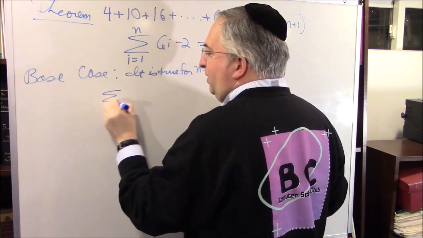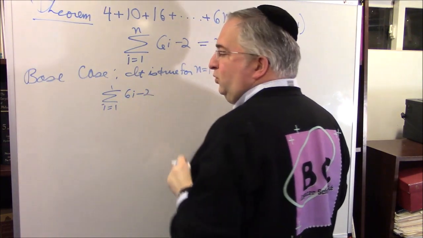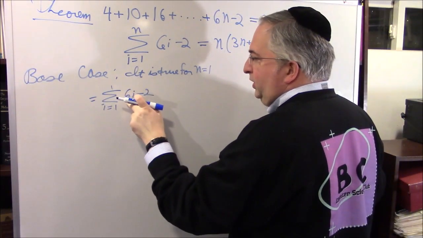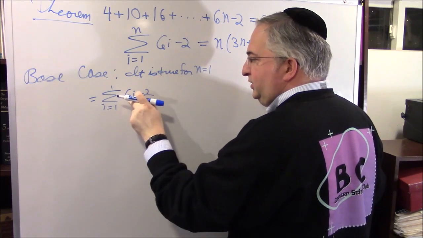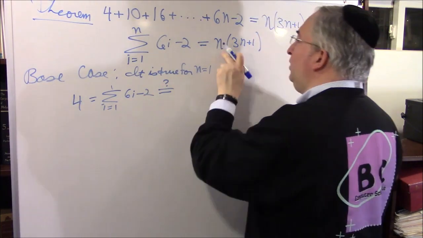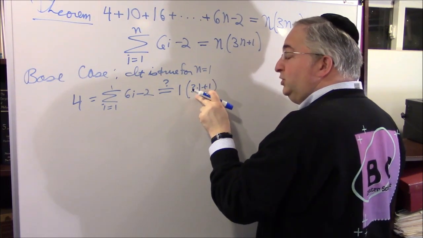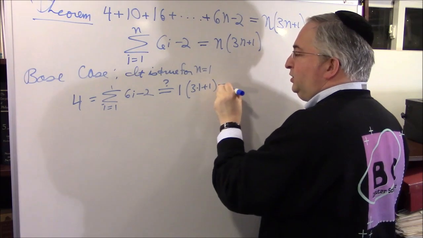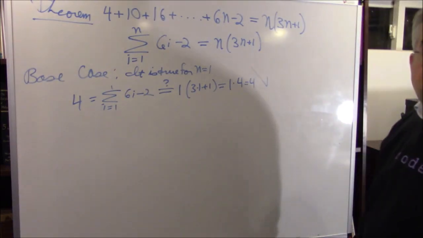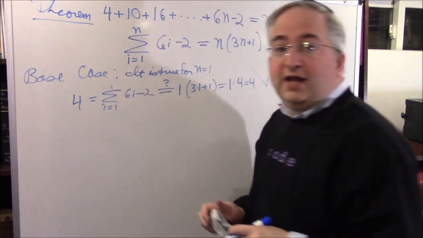So let's do it. The sum of i equals 1 to 1 of 6i minus 2. What's that equal to? Well, you're just going to do 1. So this is equal to 6 times 1, which is 6, minus 2. That should be 4. Question, is that equal to 1 times 3 times 1 plus 1? 3 times 1 is 3, plus 1 is 4. So this is equal to 1 times 4, which is 4. It works. It's true. 4 is equal to 4. We asked, is it true? And it showed that it is. Great. Now let's do the inductive case.